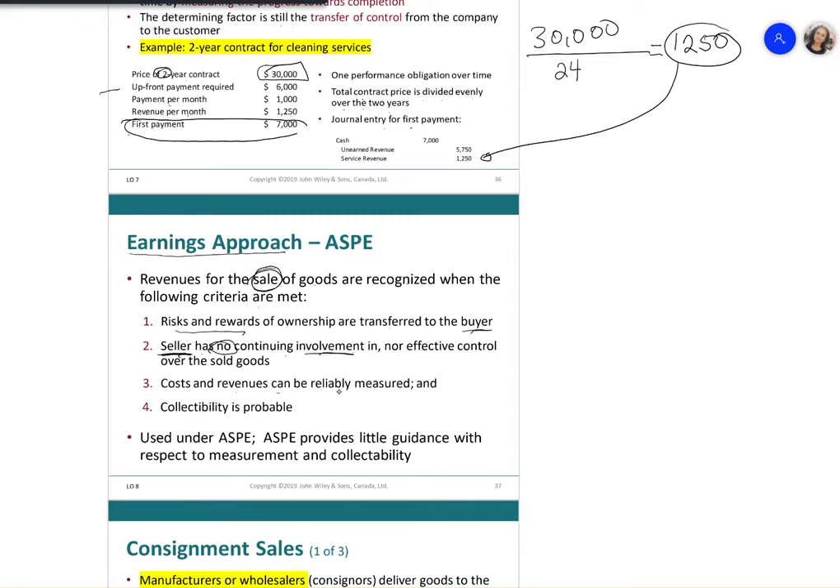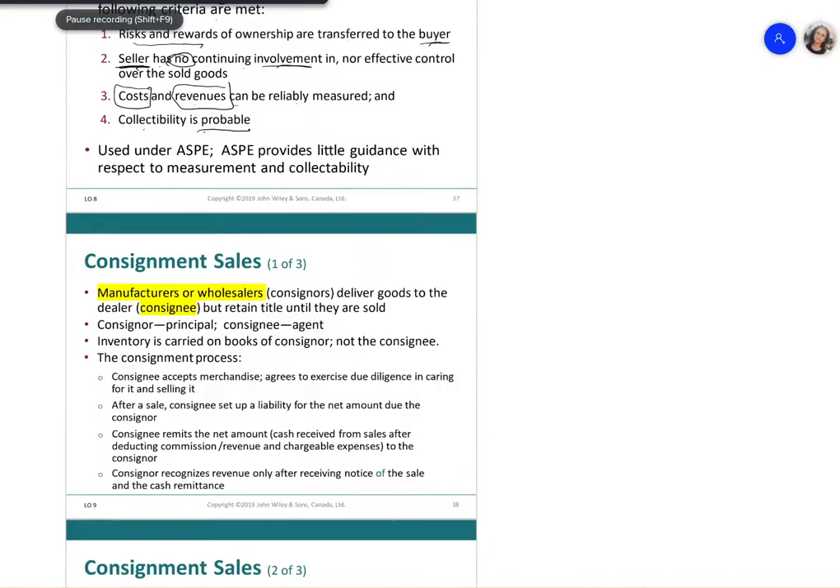Cost and revenue can be reliably measured. You can see the cost of it and the revenue from it. And collectability is probable. Once that happens, we can recognize the revenue at that point.